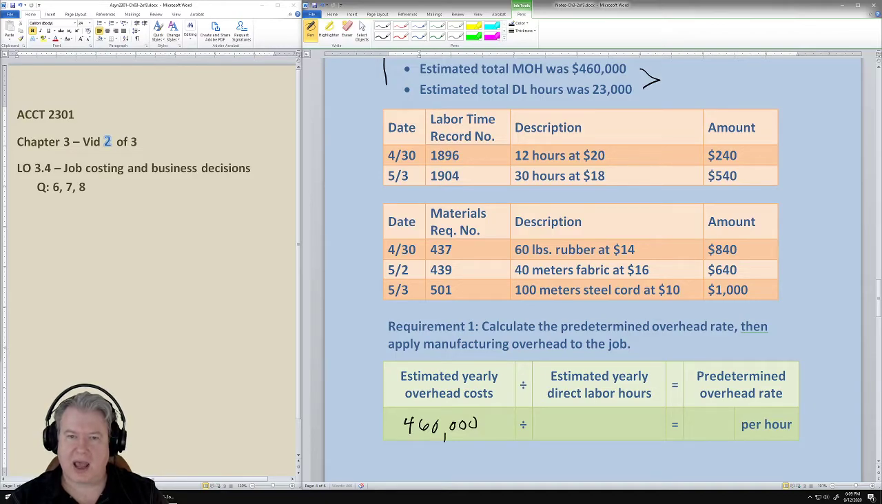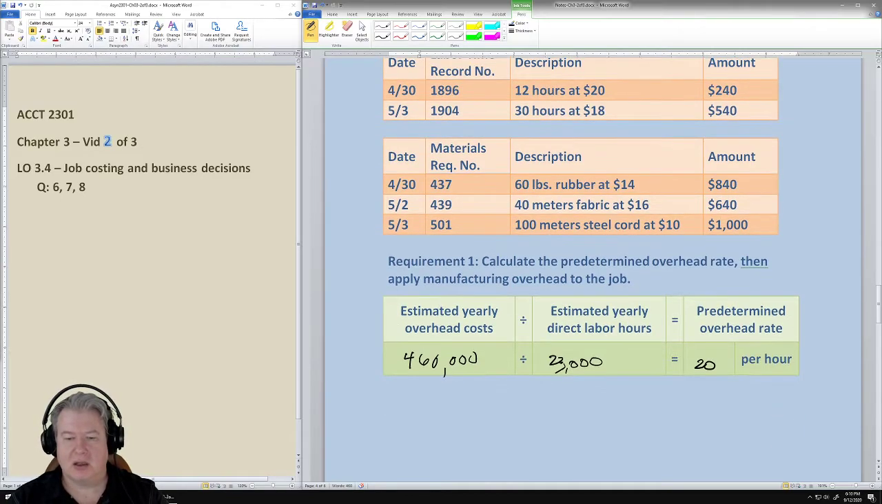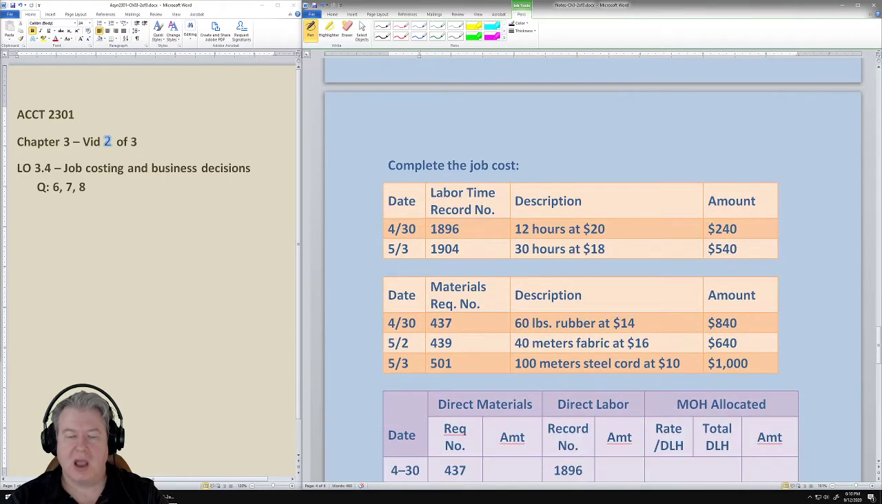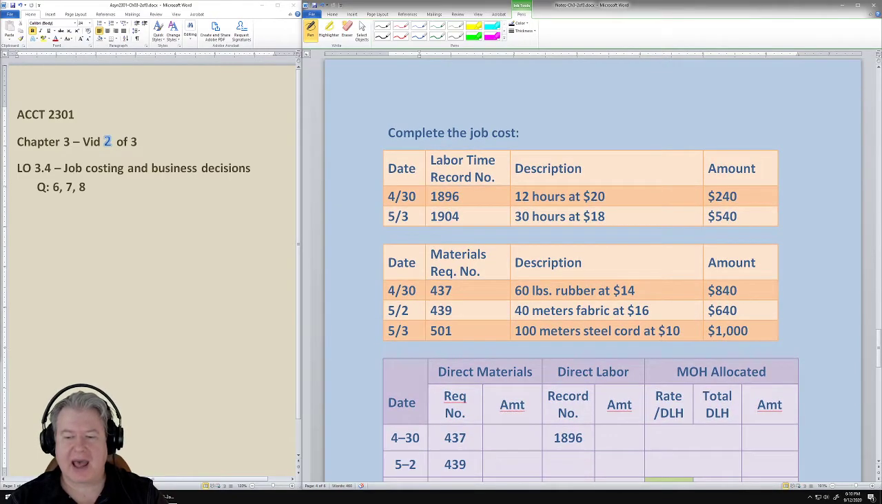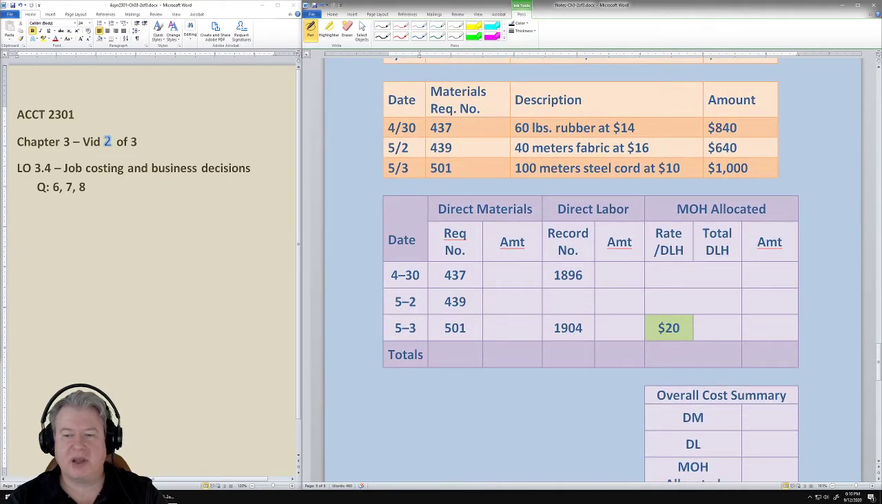And we're going to take our total estimate of the labor hours, 23, and that's going to give us an overhead rate of 20. So this is our best guess that for every hour of labor that we use, we're going to incur another $20 in manufacturing overhead.